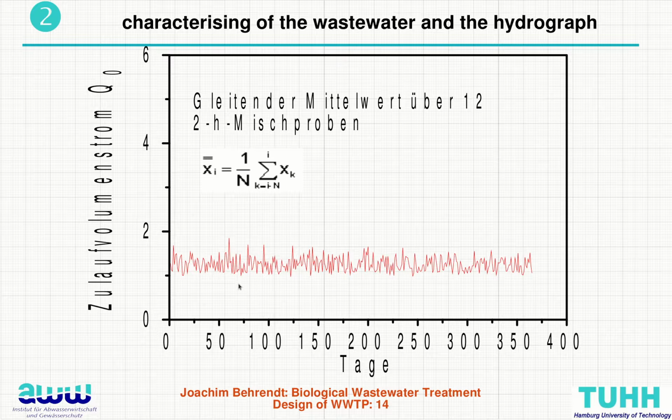There you see there are still some fluctuations, but they are in the range between 1 and 1.8 cubic meters per second. You can get this information out. This is called a rolling mean, so that you always consider the 12 values that came before the place where you are.